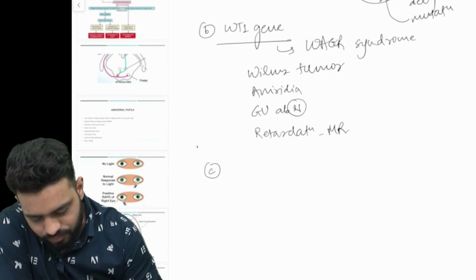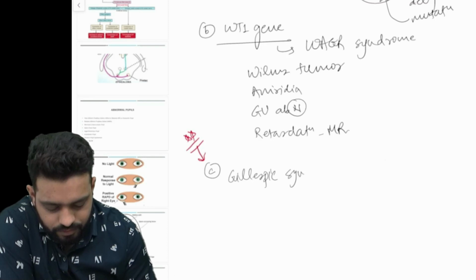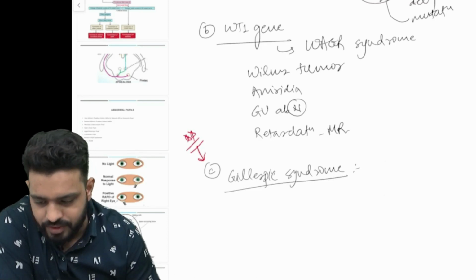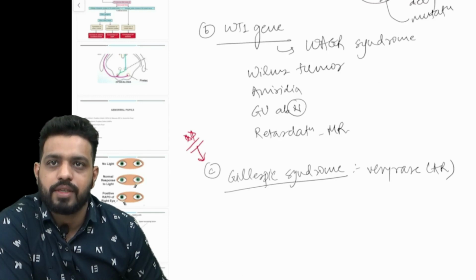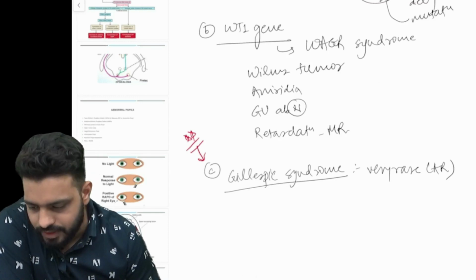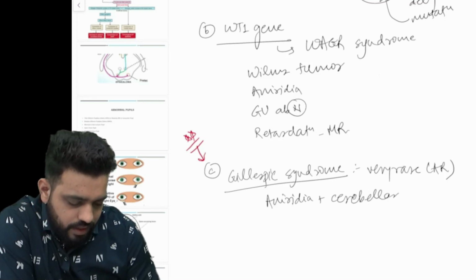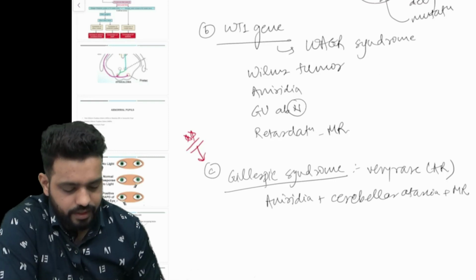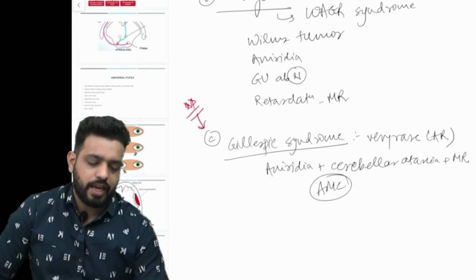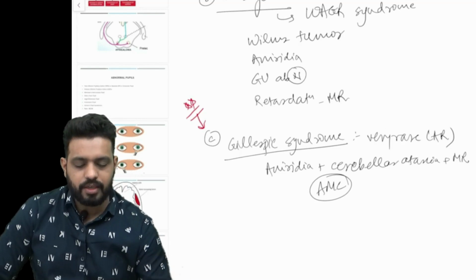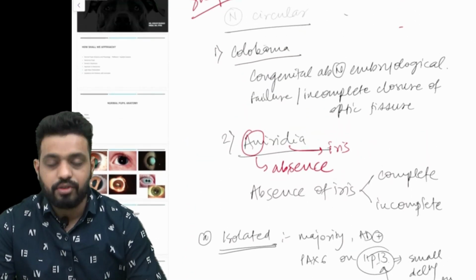Now, the next high yield point you should remember is Gillespie syndrome. This is a high yield point. Gillespie syndrome is a very rare condition. It is autosomal recessive and it is a combination of aniridia plus cerebellar ataxia with mental retardation. Remember this, I remember it as AMC, like the annual maintenance contract of our machines: aniridia, mental retardation with cerebellar ataxia. Fine. Now we have covered two, that is coloboma and aniridia.